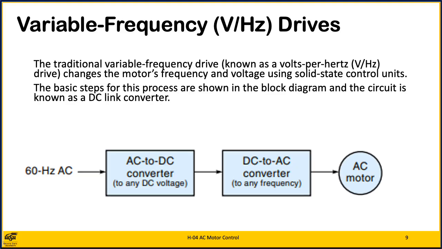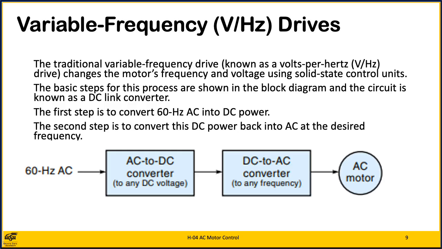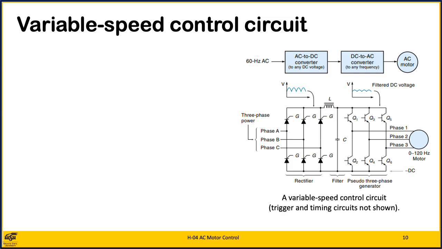The basic steps for this process are shown in a block diagram, and the circuit is known as a DC link converter. The first step is to convert 60 Hz AC into DC power. The second step is to convert this DC power back into AC at the desired frequency. A generalized variable speed control circuit is shown.